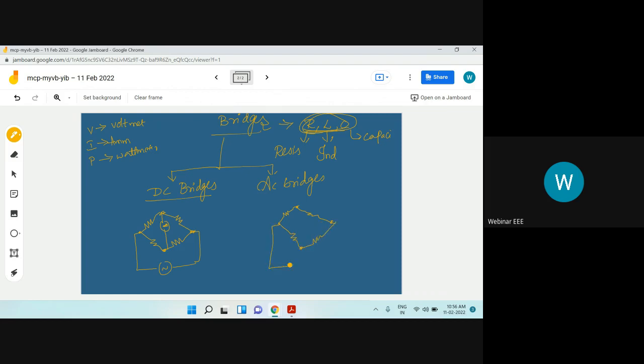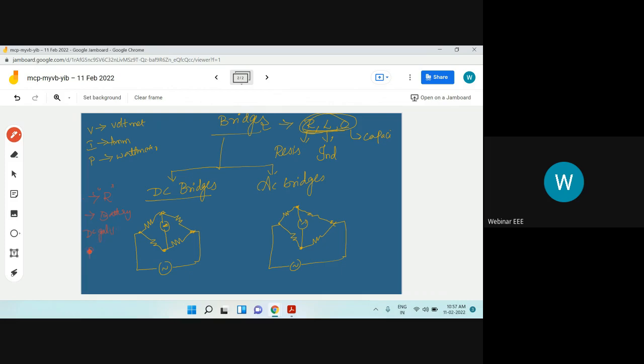So this comprises an AC source. Here also it will consist of a galvanometer. And coming to the DC bridge, the DC bridge is used for measurement of resistance only. And here the source will be a battery and it consists of a DC galvanometer.